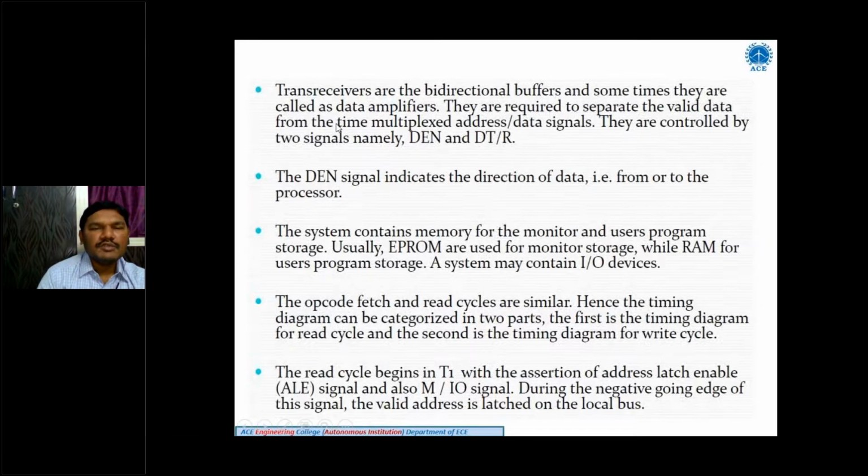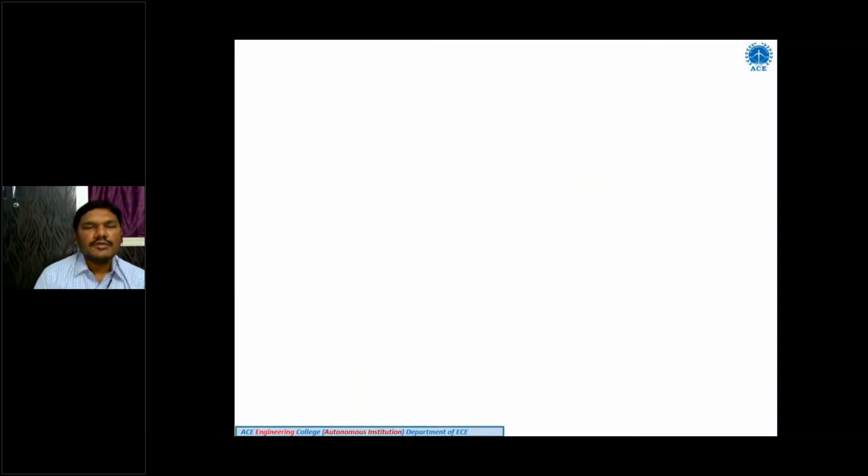So here are some notes about that. Diagram components. Transceivers are bidirectional buffers, and sometimes they are called data amplifiers. They are required to separate the valid data from the time multiplexed address or data signals. They are controlled by two signals, namely DEN and DT/R bar. The signal indicates the direction of data from or to the processor, as I told you already. So these are all already explained.